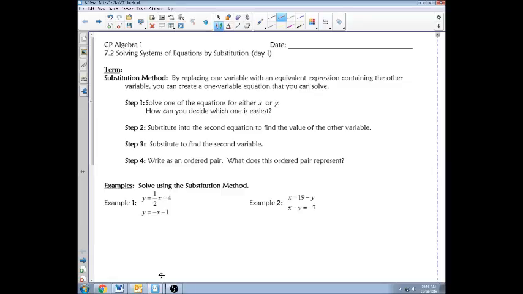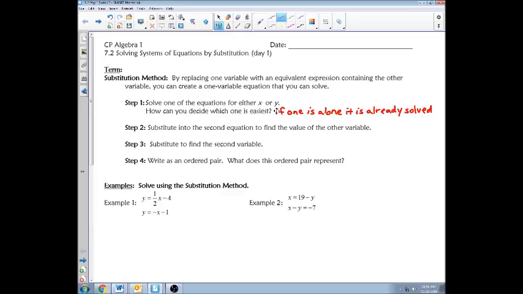So step one is to solve one of the equations for either x or y. How can you decide which one is easiest? Well, if 1 is alone, it is already solved. Another idea would be which of the two, x or y, is easier to solve. So if I just have 2x equals something, then I'm going to solve for that x, because all I have to do then is divide by 2. If I already have y equals, like in example 1, then I'm going to use the y equals to substitute into the second equation, like step 2 says.